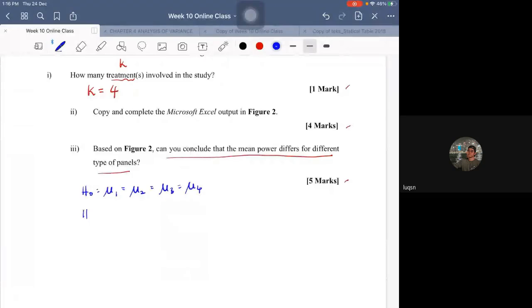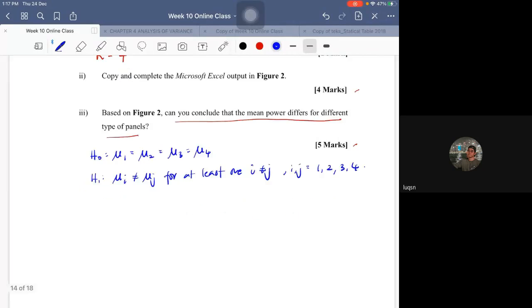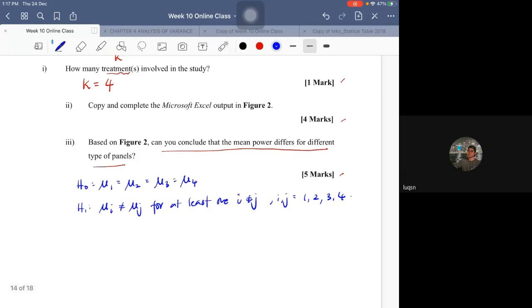And then the alternative, if I were to write it in terms of symbols, I'm going to have mu i is not equal to mu j for at least one i which is not equal to j. So what is going to be i and j? The value could be any of 1, 2, 3, and also 4. Okay, so that is in terms of symbols. Or you can also write it in terms of words, like all the means are equal, at least one of the means is different. So that's fine as well.